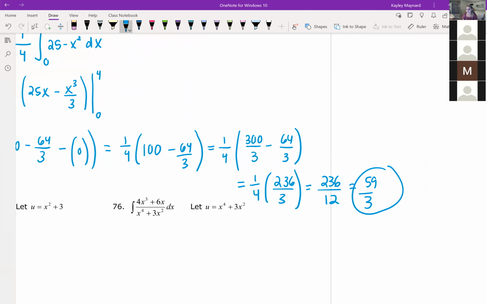So average value on a closed interval is just integrating across that interval and then basically dividing by the length of the interval, or multiplying by 1 over it.